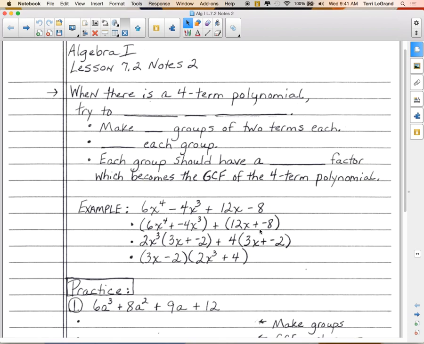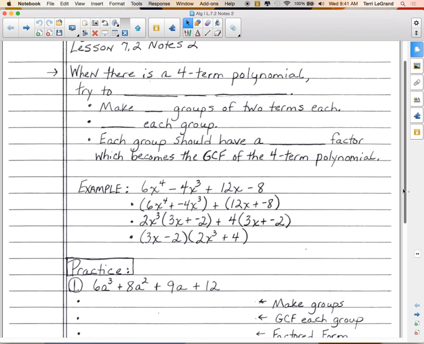So as the learning goal says today, we're still in lesson 7.2, but now you're going to be factoring 4-term polynomials, and you're going to do it by grouping. Sometimes we have 4-term polynomials where you cannot get a GCF out of all 4 terms. You can't find a common factor that all of them have when you do not group them. But if we do it by grouping, which is what we're going to learn now, then we can actually see that it is factorable rather than saying that it is not.